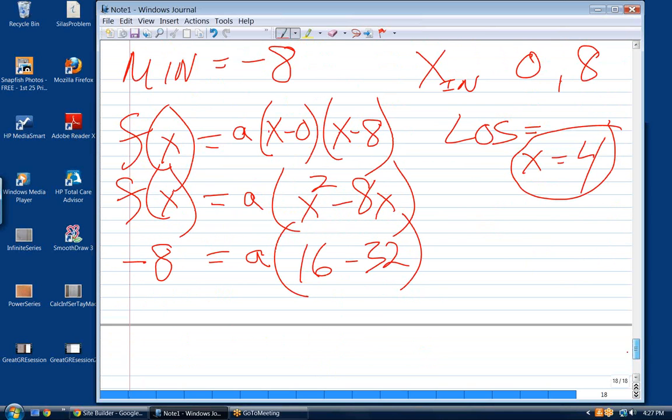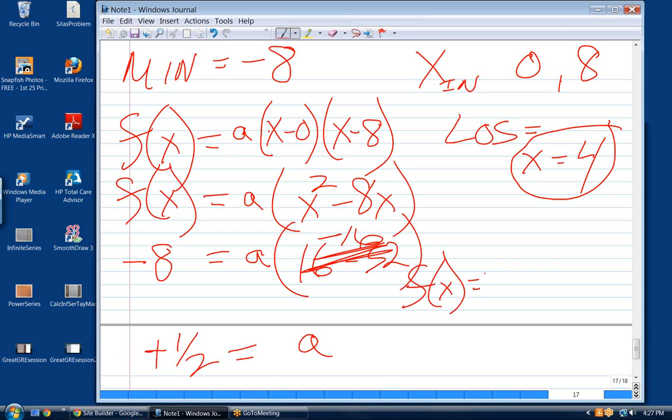Do you see everything I've done there? I should let you do it. Yeah, no, I get it. Okay, so that's minus 16. So I want to divide both sides by minus 16. So a equals minus 1/2. Excuse me, plus 1/2. So my final function is what?